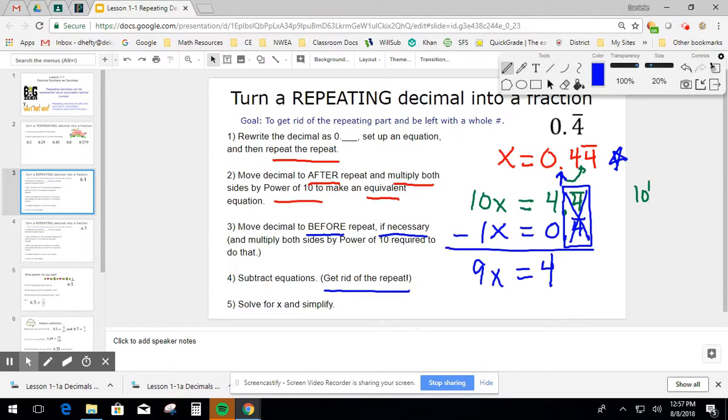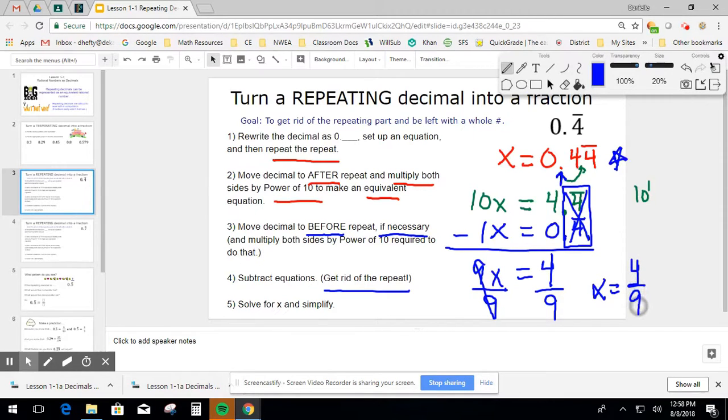This is just like an equation that you solved in both 6th and 7th grade. So now we're ready to solve for x and simplify. To solve for x, I have 9 times x. To get rid of multiplication, I'm going to divide. I'm actually using the fraction bar here. My goal is to get a fraction. I'm going to divide. 9 divided by 9 is just 1. And so I get x equals 4 ninths.